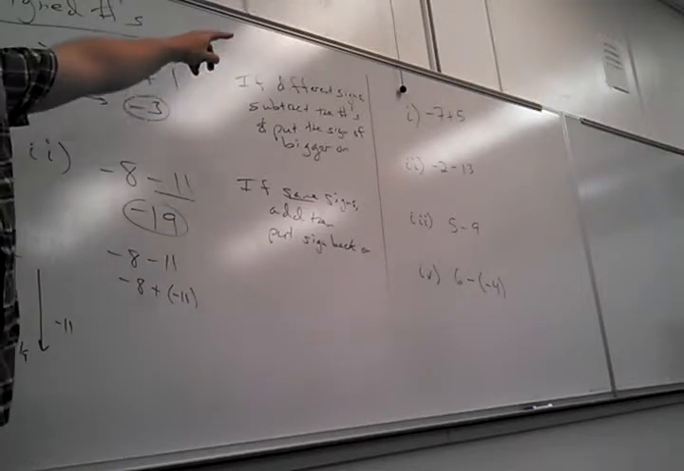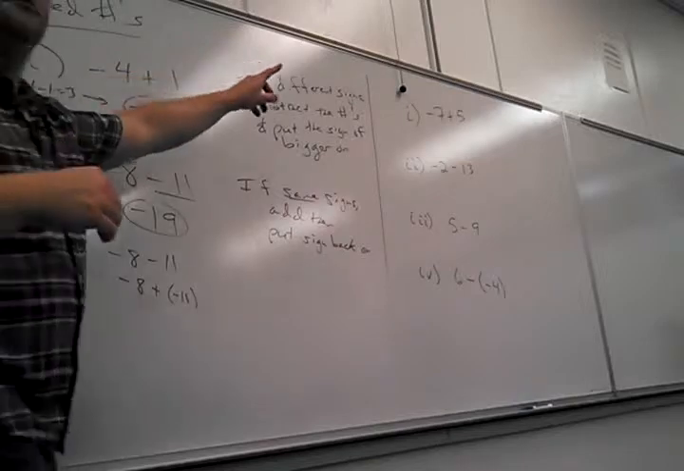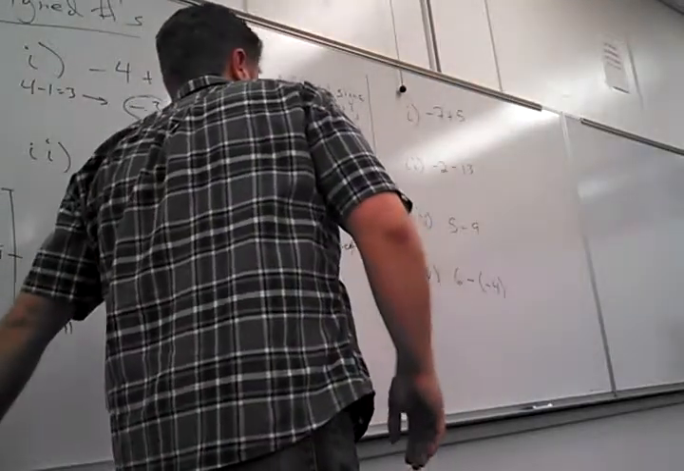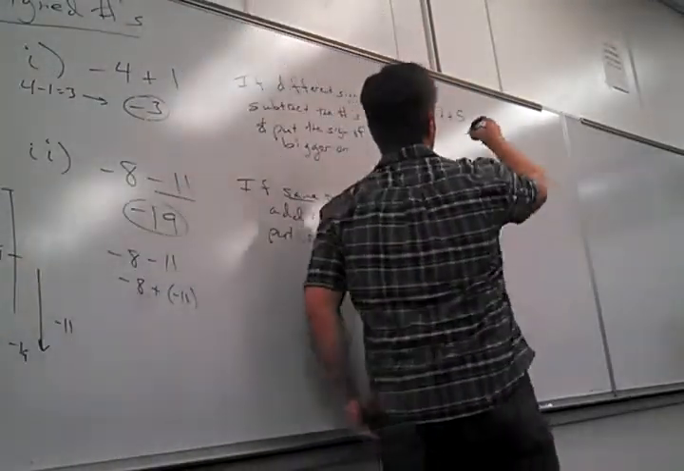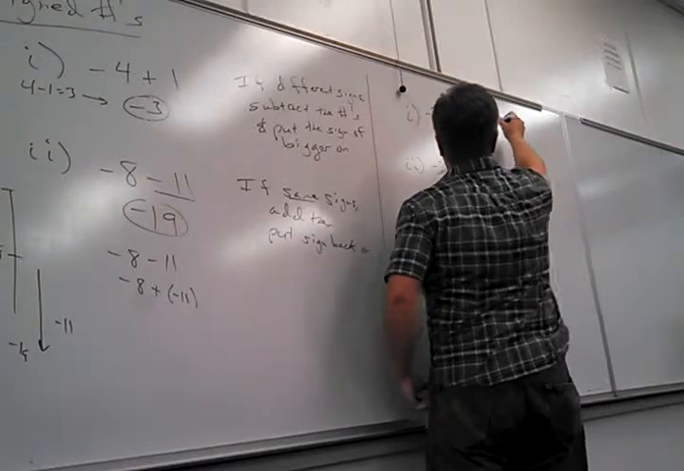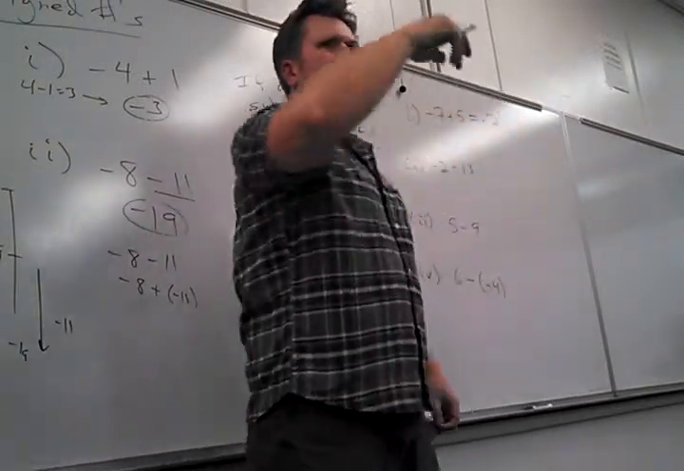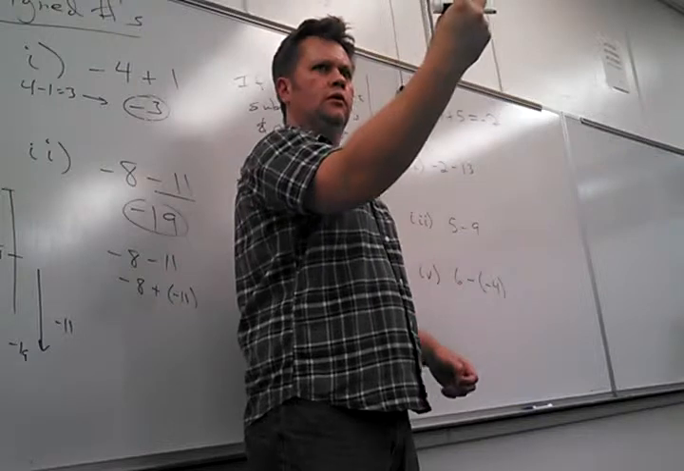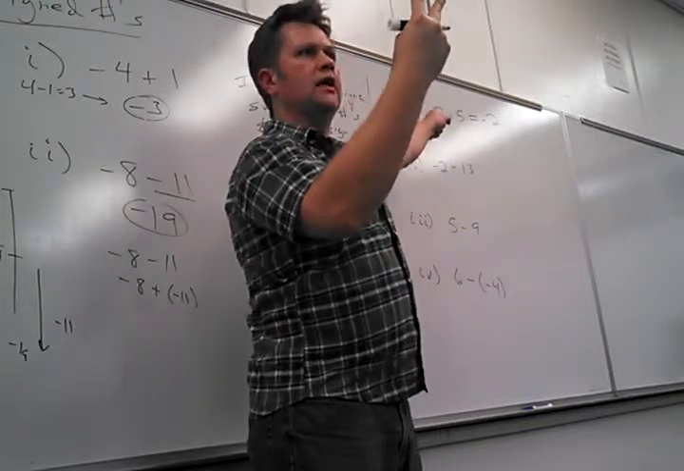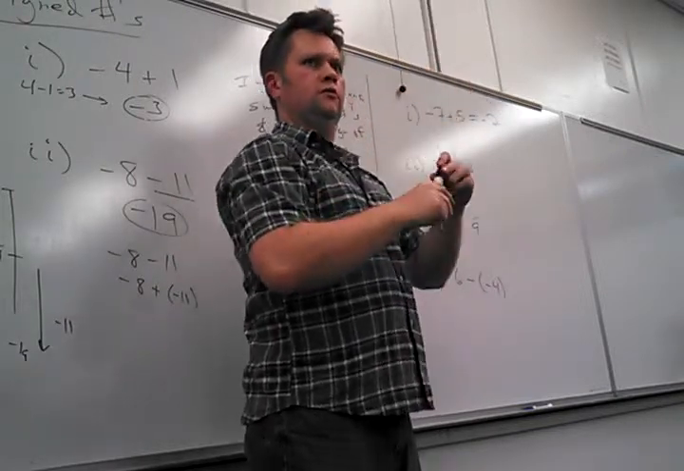All right, how are we doing with those? You guys got it? So what's that first one? Good. This is negative 2 because they're different signs. So I do 7 minus 5, I get 2. Bigger one's negative, so you put the negative on.